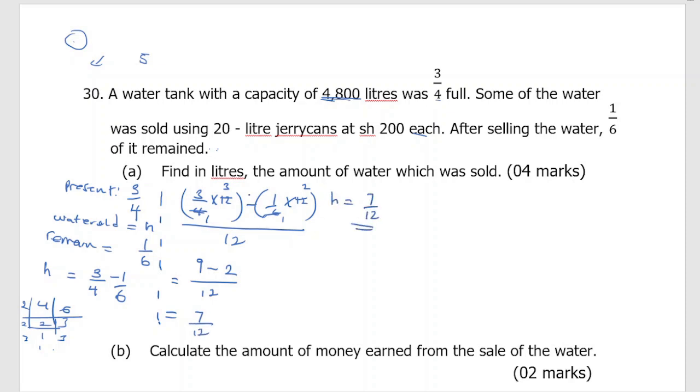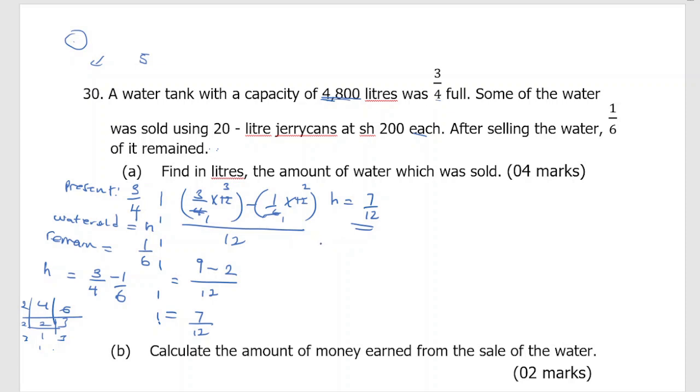The fraction of water which was sold is 7 out of 12. Then they said find in liters the amount of water which was sold. Remember the tank holds 4,800 liters, but now it was 3/4 full, so we need to know the present amount of water.